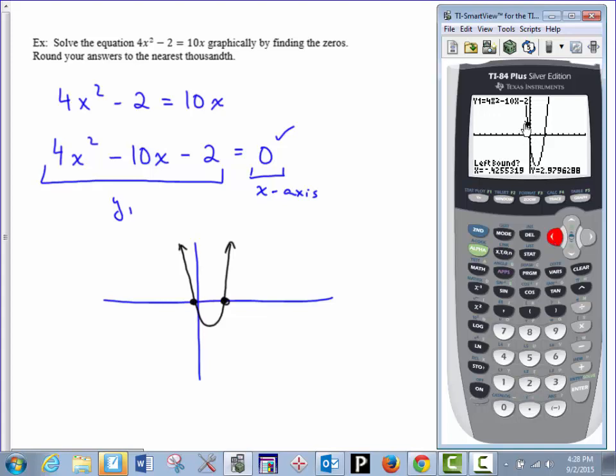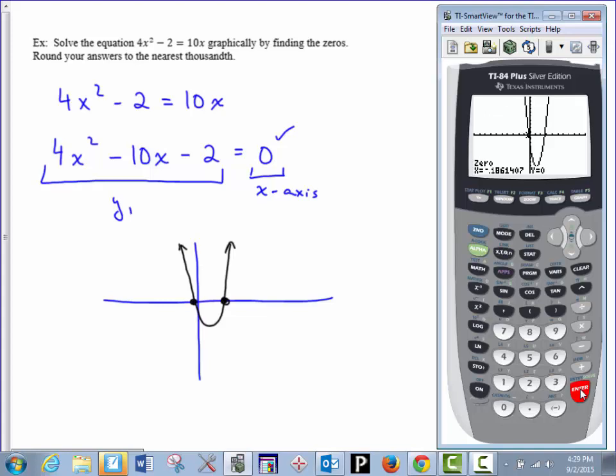You see that right now my cursor's up here. It'd be slightly to the left of where I want it to be. Press enter. And then for a right bound, arrow to the right. Make sure you go over that 0, but also make sure you don't go far enough over to interfere with the other. Okay, so I'm a little bit to the right of where I need to be. Press enter. And when it asks for a guess, just press enter there. Okay, so it takes me to that 0.